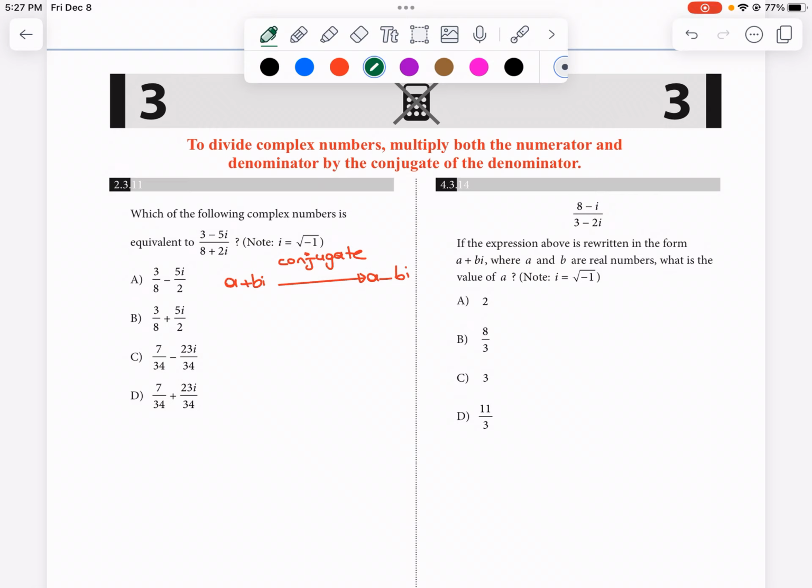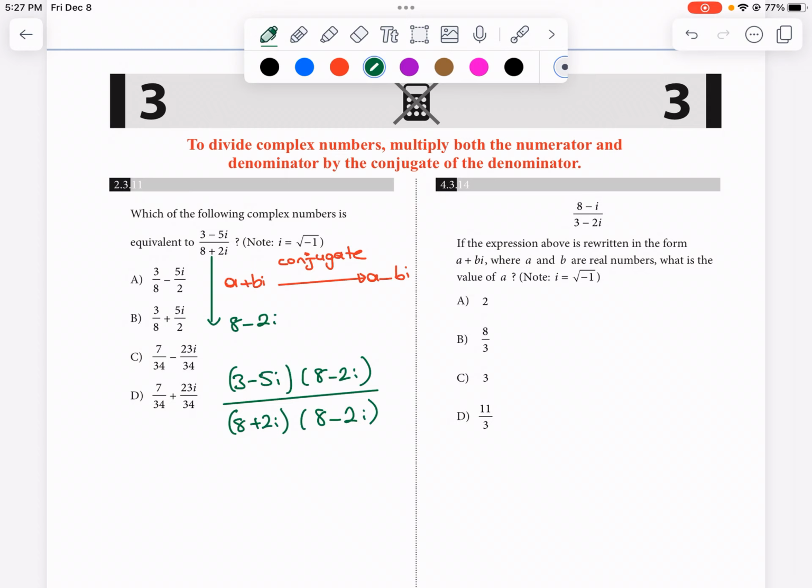So let's solve the first question. Let me show you what I mean. The conjugate of this denominator is 8 minus 2i. And I'll multiply both the numerator and the denominator by 8 minus 2i. So 3 minus 5i times 8 minus 2i, divided by 8 plus 2i times 8 minus 2i.